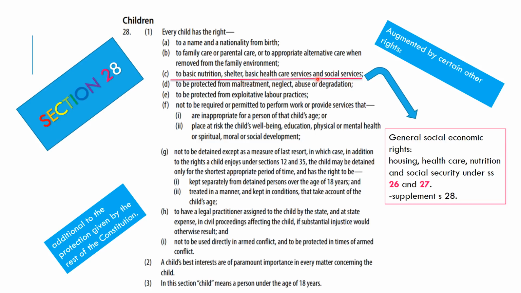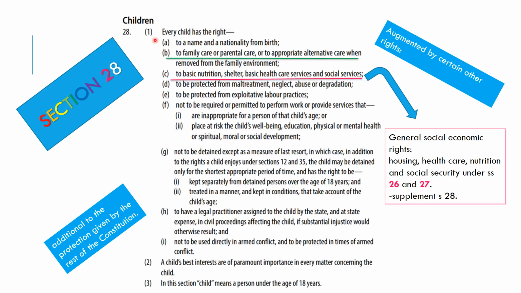So what we're saying is Section 28 is supporting or augmenting rights we find in other places in the Constitution. So what Section 28 is telling us is children have all these rights adults have, but we want to place emphasis on the fact that there are certain rights that they specifically have to have. So these two support each other. The rights in Section 28 also support each other.